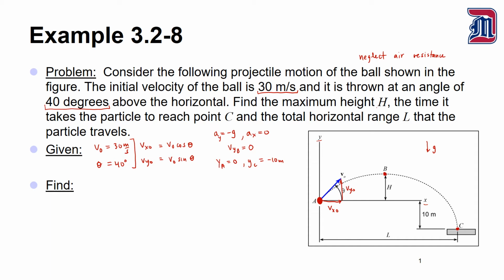We can see that we're asked to find the height, which in essence is the y position at point B at the apex. We're asked to find the time it takes to reach point C, and we're asked to find the horizontal range, which is basically the change in the x position. So with that, we can go ahead and start the problem solution, which, as I said before, we will tend to separate into an x part of the analysis and then the y direction part of the analysis.